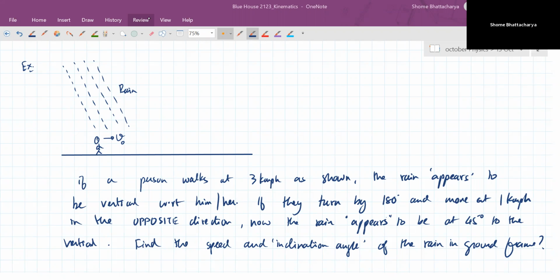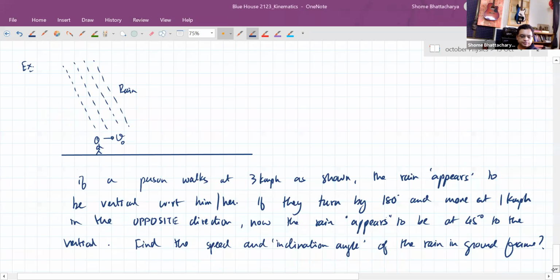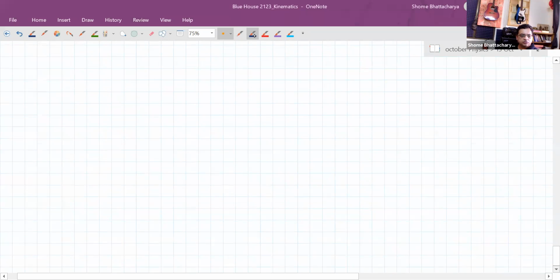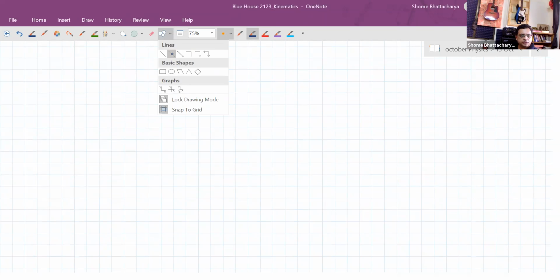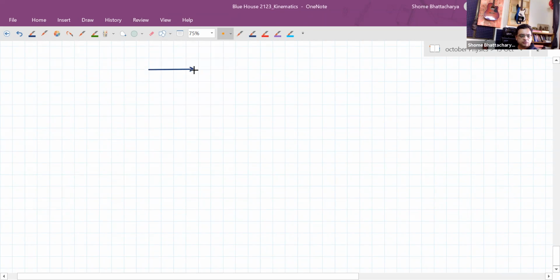Okay, people, so let's look at the vector diagram related to this. In the first situation, the person is moving at 3 kilometers per hour horizontally. So this is what the person's velocity should look like, let's say. Its magnitude is 3 kilometers per hour. And the rain is falling vertically, but in such a way that the relative velocity should appear to be vertical. That means it should be something like this.